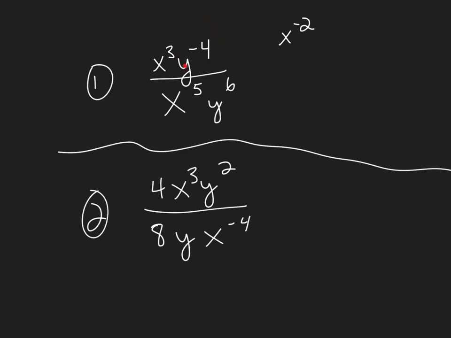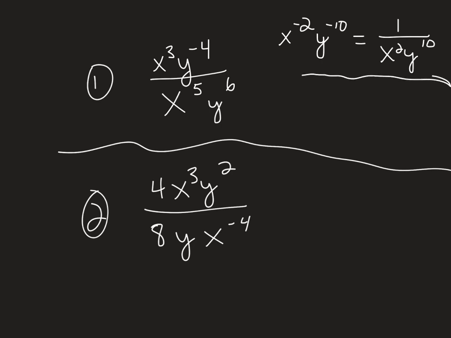Well, we have y to the negative 4 over y to the 6th. We would subtract, so negative 4 minus 6 is negative 10. That would give us y to the negative 10. And then what we do is just simplify the negative exponents. They both are actually negative, so they're both going to go to the bottom of the fraction. So this is really just 1 over x squared y to the 10th. That's one way to do it.